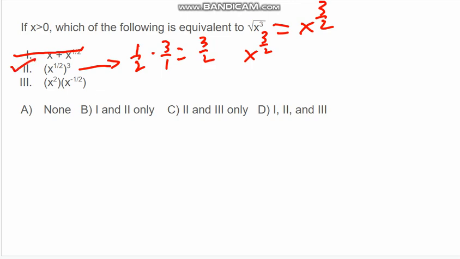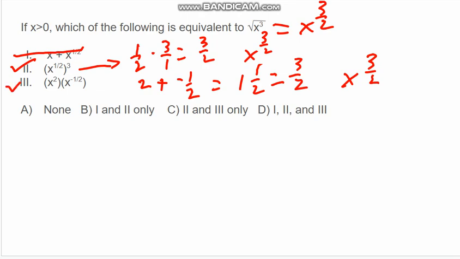All right, this bottom one, same thing. We're going to add the exponents. The rule is when you're multiplying with the same base, you add the exponents. So 2 plus a negative 1/2 is really 2 minus a half, which is 1 1/2, and then you change that to an improper fraction, which gives you 3/2. So this number 3 is x to the 3/2 also. So that's a check mark.